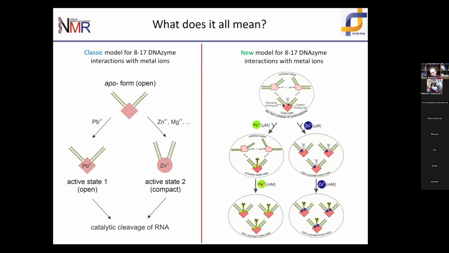Only additional equivalents of lead move the whole population of DNA enzymes into this 100% folded state. And this is the reason why previous experiments observed folding with zinc, and not with lead, because previous experiments always used concentrations of zinc that actually activate the DNA enzyme, so they passed right here, and concentrations of lead that activate the DNA enzyme, so they just ended up here. So our new interpretation is that there are no two active structures, but rather two metal binding sites that are responsible for this different behavior of lead.